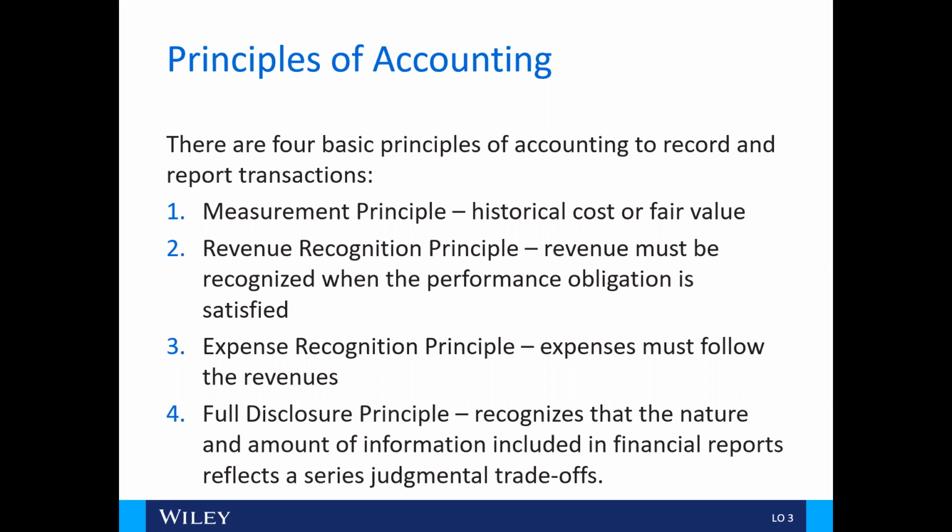For example, with property, plant, and equipment, you should disclose the type of depreciation method that is used, how you're categorizing those major classes of property, plant, and equipment, what the useful lives are for each one of those categories. So you'll see all that stuff disclosed in the notes of the financial statements. The reason why it's there is because of the full disclosure principle.